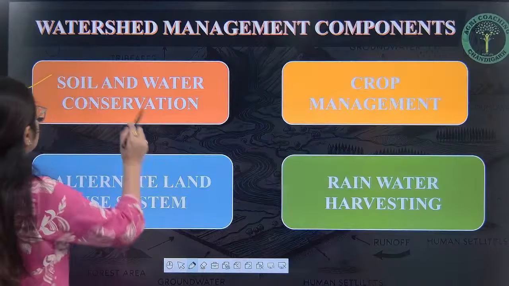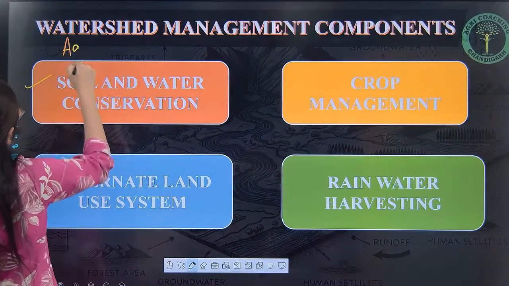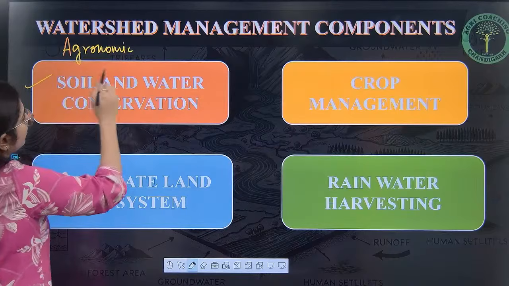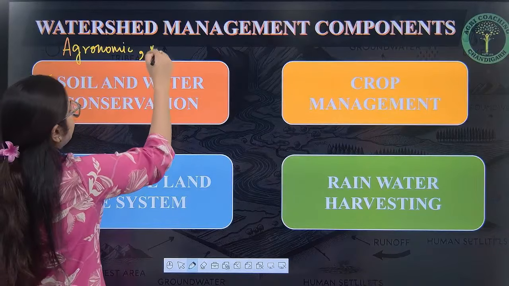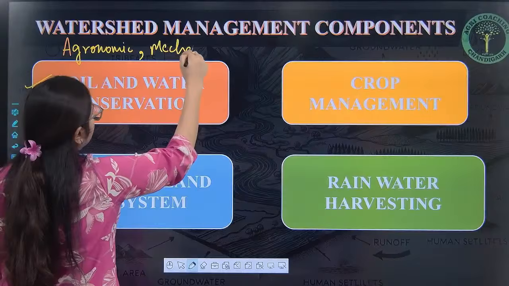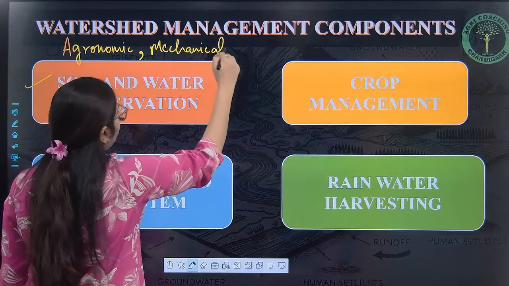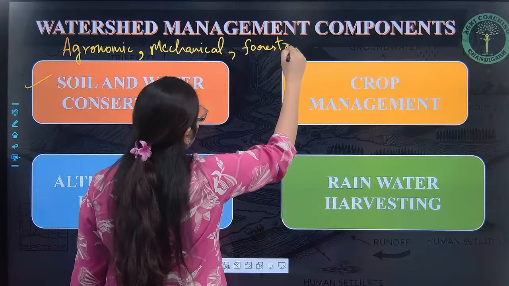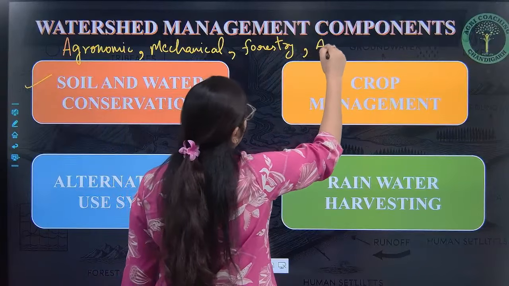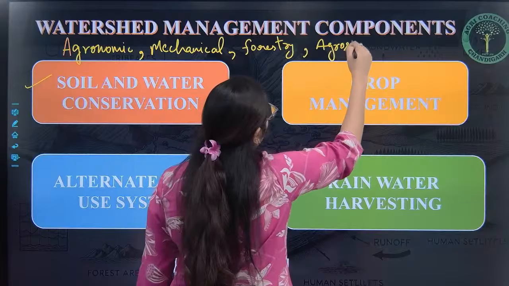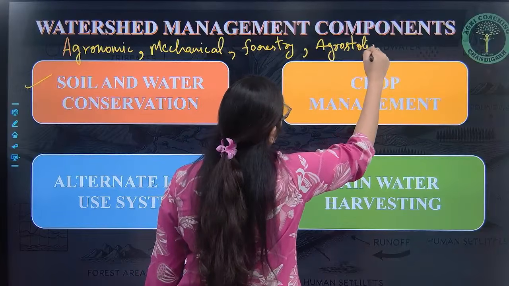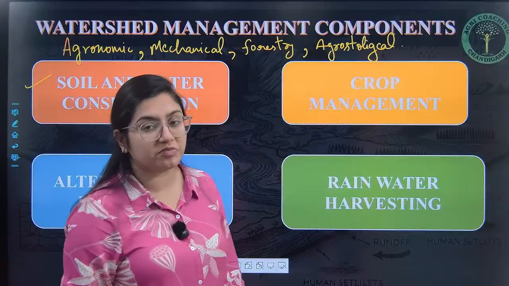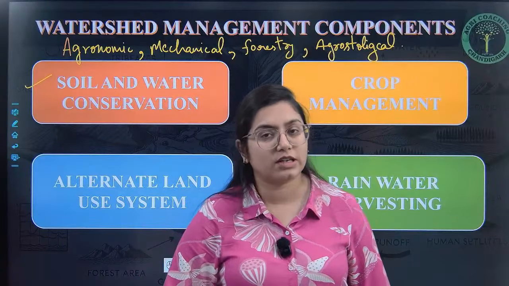So what are the ways? We have agronomic measures, we have mechanical measures, we have forestry measures, and then we have agrostological measures as well. So these are basically the different measures for conserving the soil and water.